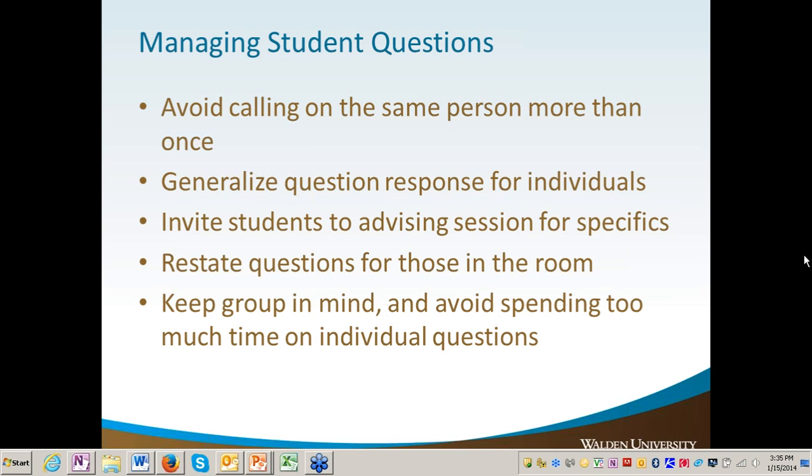I know when I've had student questions come up, just looking at this list in particular, it is really easy to spend too much time on an individual question. So often I'll actually deflect the question and say, if it's something really specific, for APA, if it's specific to your paper, ask me afterwards or come in during advising, and I'd be happy to help you out with that.